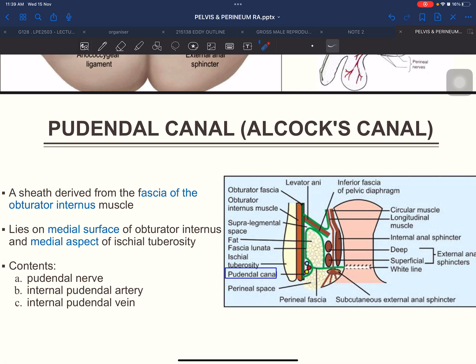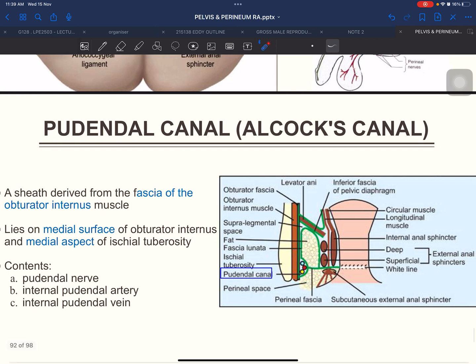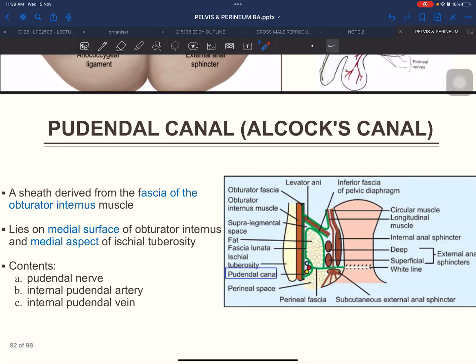This is the obturator internus here, the brown one. So the medial surface of it, and the medial aspect of the ischial tuberosity. This is the ischial tuberosity, everything medial here. So it is close to the medial aspect of the ischial tuberosity. Alright, so what are the contents of the pudendal canal? Pudendal nerve, internal pudendal artery, and internal pudendal vein.